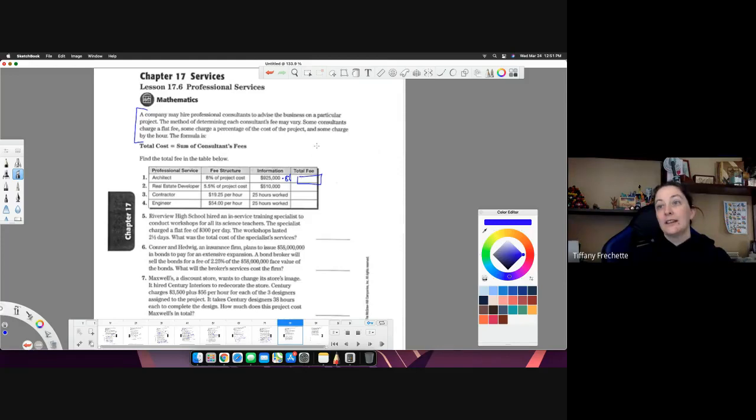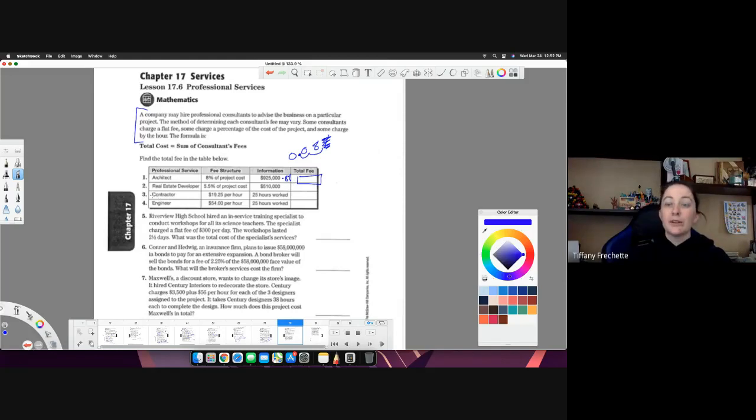And make sure when you're multiplying 8%, you move the decimal. Don't multiply by 8. We don't want to know what 8 times $925,000 is. That's going to be a big number. We want 8%. So move it over 2 times, and then you don't need the percent sign anymore once you do that. So when you multiply, it's 925,000 times 0.08. And that'll tell you the total fee that this architect gets paid.